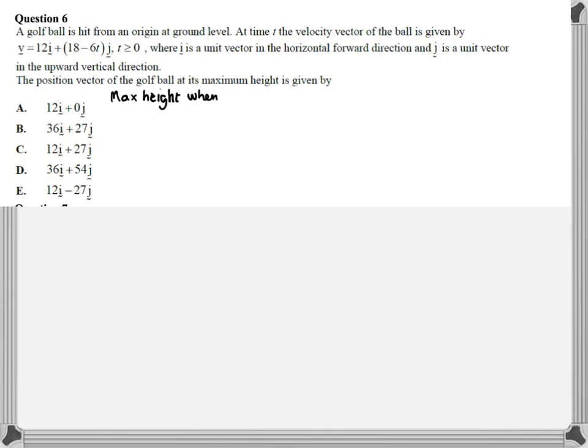Okay, think about which part of the vector is responsible for height off the ground. Is it the I component or the J component? Okay, so vertical direction is your J component there. So the max height occurs when the velocity is 0 in the J direction only. Okay, so if you examine that, we'll take the J component, 18 - 6t = 0, and we can work out that t must be 3 seconds. Okay, so that's the first thing done.